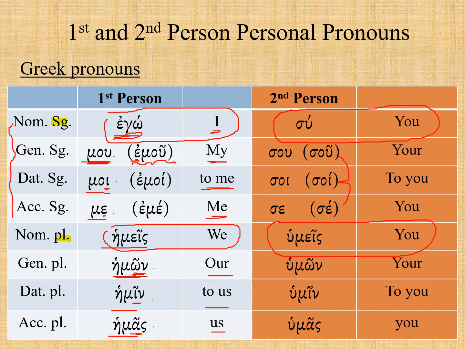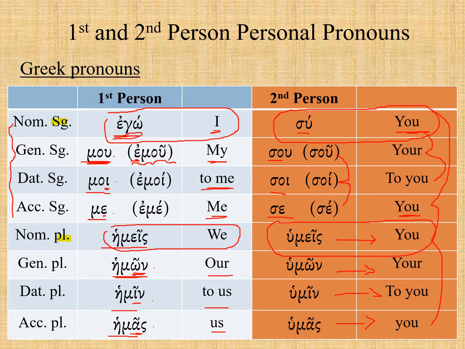The second person singular, su, sou, soi, se, again corresponds to what we saw in the first person. So su is you, sou is your, soi is to you, in or with you, and se is you. Then in the plural, we have humeis, you, plural, humon, your, humin, to you, and humas, you. Notice there are lots of correspondences in terms of how we translate them. The reason for that is because English doesn't have a specific form of you when it's in nominative and when it is in accusative. So that's the weakness of English, in that we have to deduce it from the context, and I suppose it's also a strength.